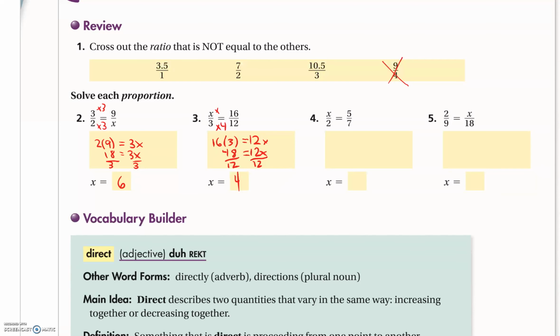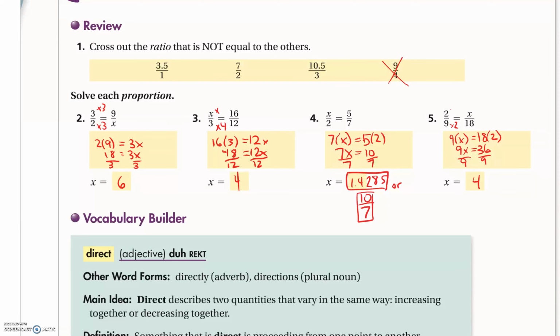Do the next two if you haven't already. So you're not always going to get a nice clean answer. Like in number 4, this decimal actually continues. So we can also leave it as an improper fraction as 10/7. Here we can clearly see that we're going to multiply by 2 as a common factor, and we get that.